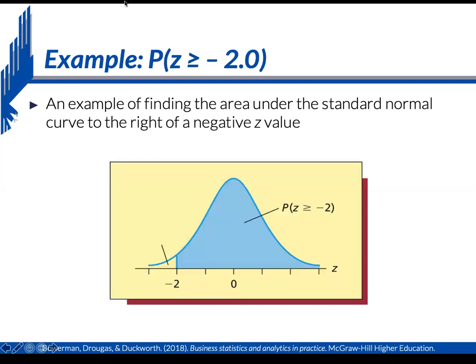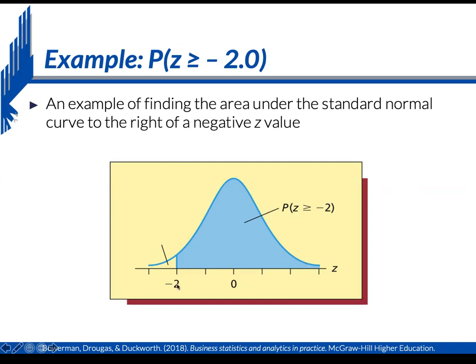Now, what if the probability that is being asked from us, or the area that we need to compute for, is an area to the right of a certain z-score? In this case, we need to get the area to the right of z-score negative 2, which is shown here visually. So this is negative 2 to the left of the center, and then we need to get the total area to its right.